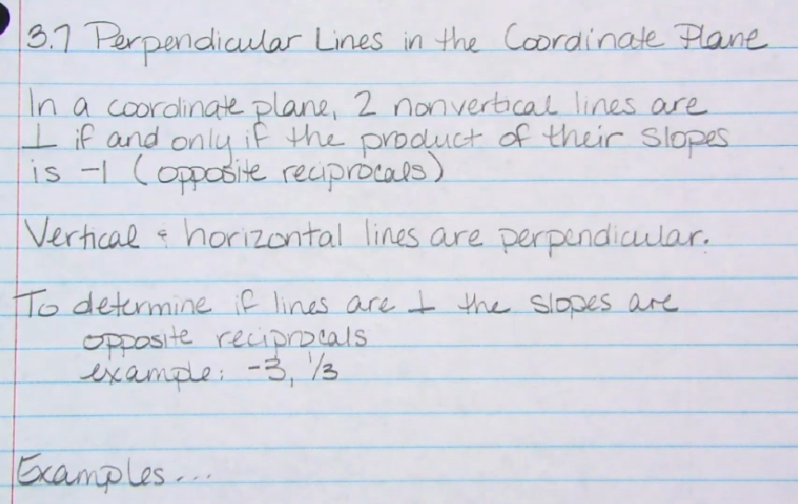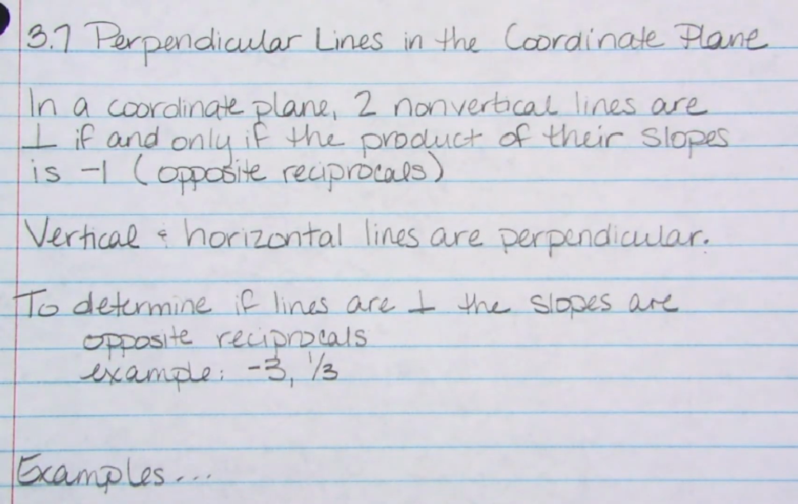So we do say that vertical and horizontal lines are perpendicular to each other, because vertical lines have an undefined slope and horizontal lines have a slope of 0. So those two are opposites of each other, but their product is not -1. So to determine if lines are perpendicular, the slopes have to be opposite reciprocals. For example, -3 and +1/3 are opposite reciprocals of each other.